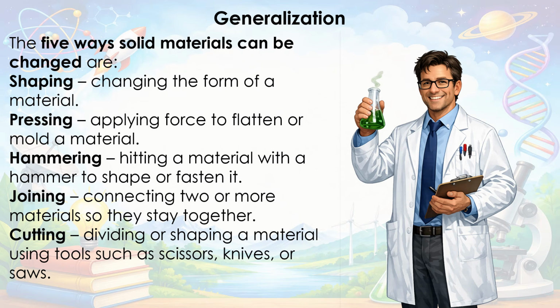Fourth, joining means connecting two or more materials so they stay together. Example, using glue to connect pieces of cardboard. And lastly, cutting. Cutting means dividing or shaping a material using tools such as scissors, knives, or saws. Example, cutting paper with scissors. Now, let's test our memory one more time. I will give the example, you give the process.